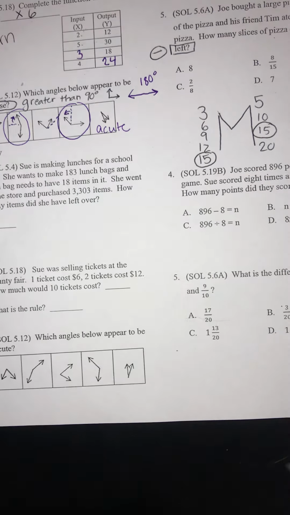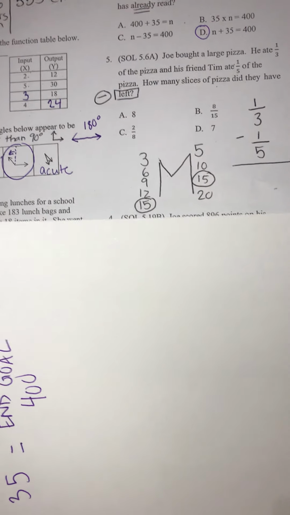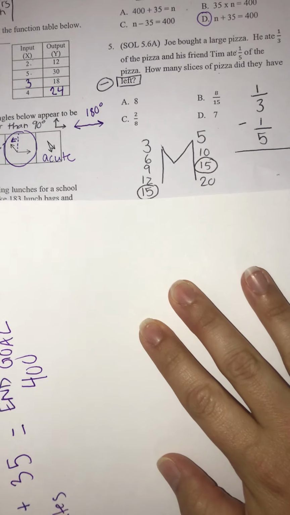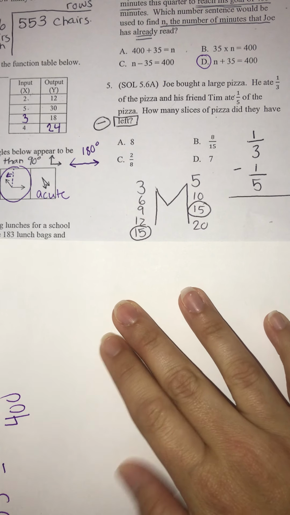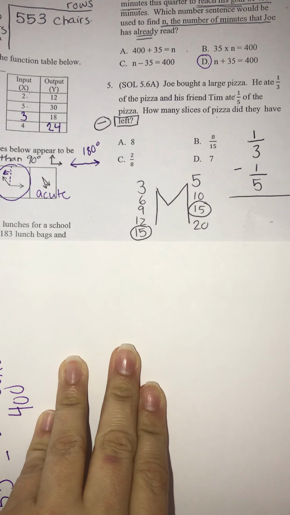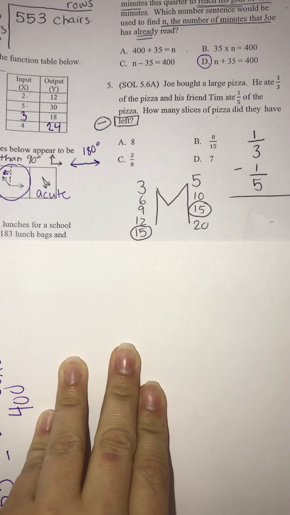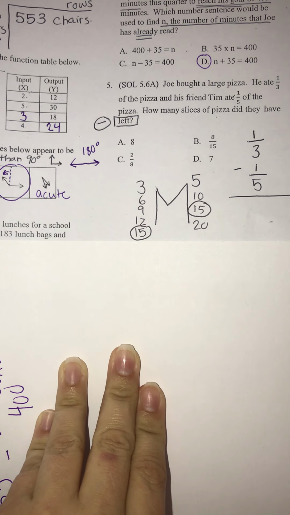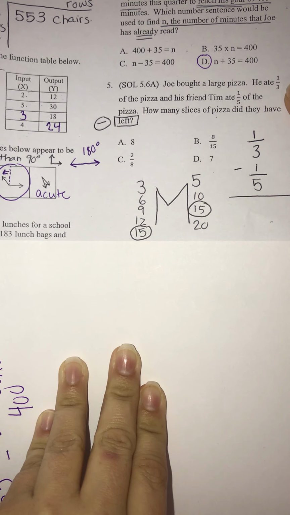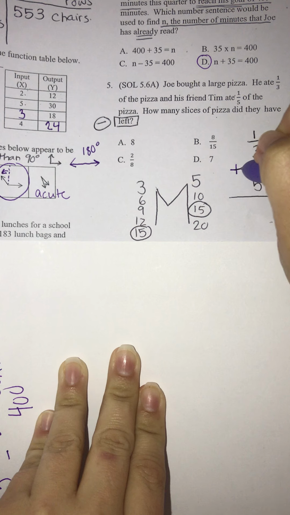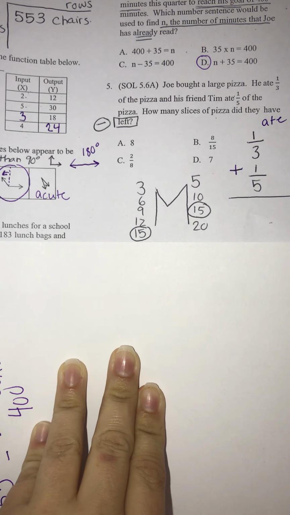So number 5 kind of started before I made the video. It says Joe bought a large pizza. He ate 1/3 of the pizza, and his friend Tim ate 1/5 of the pizza. How many slices of the pizza did they have left? So I set up the two fractions. And now that I'm looking at it, you're going to have to do 2 steps. So he ate some, his friend Tim ate some, and then how many do they have left? So we're actually going to add what they ate, and then we'll have what's left over, okay?